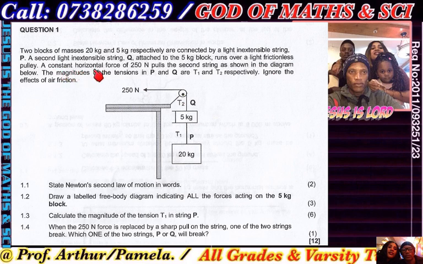A constant horizontal force of 250 newtons, this one here, pulls the second string as shown in the diagram below. The magnitudes of the tensions in P and Q are tension 1 and tension 2 respectively. Ignore the effect of air friction.